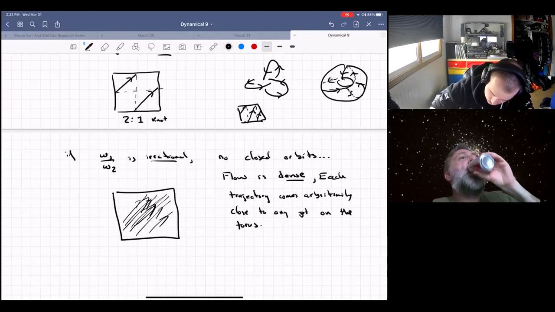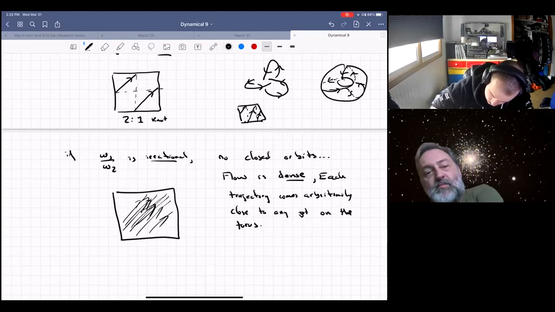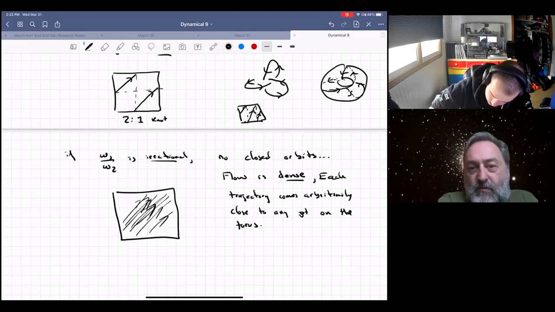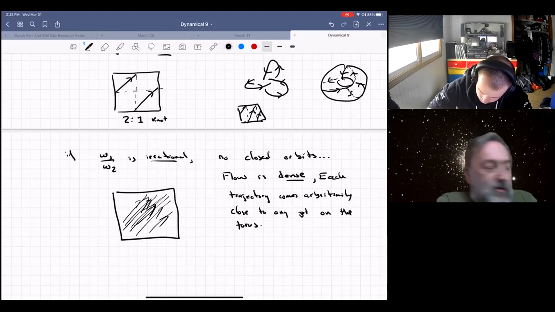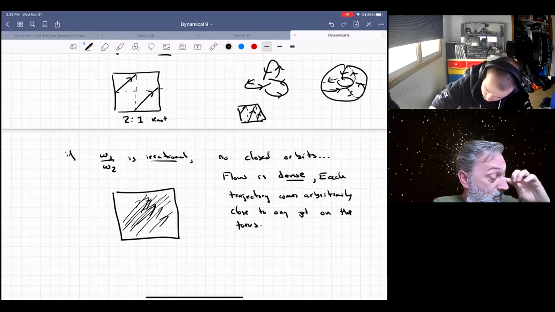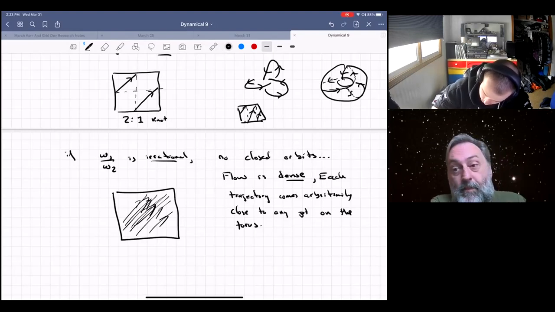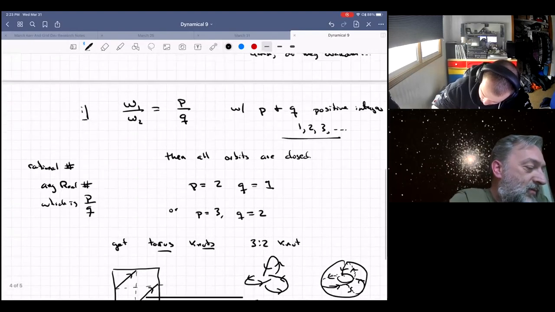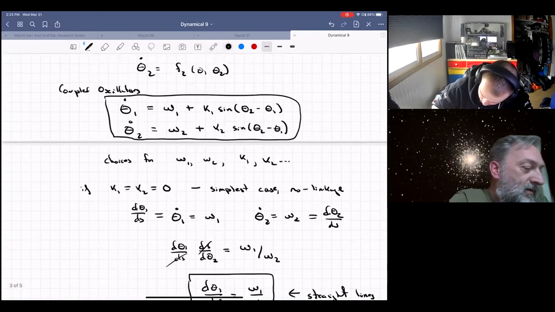And any point you pick, the flow will eventually get close to that point, which is not true if you have these sorts of rational ratios. You can pick points which the flow doesn't ever get close to. Now that makes sense. Keep studying this stuff. So this was all with K1 and K2 being 0, right?